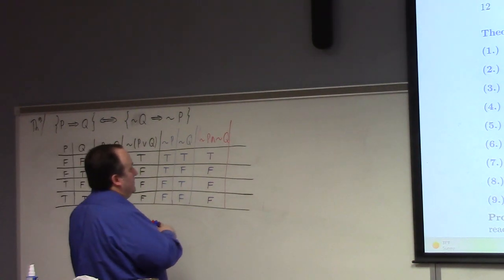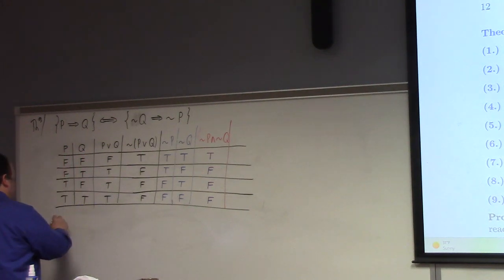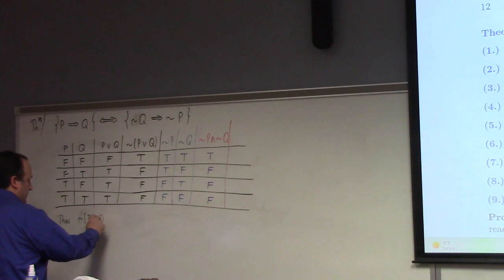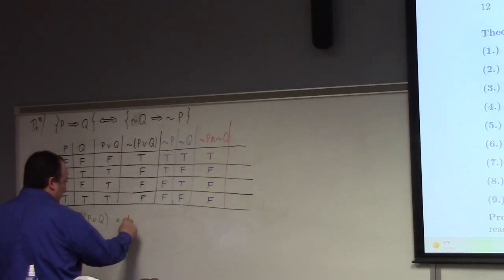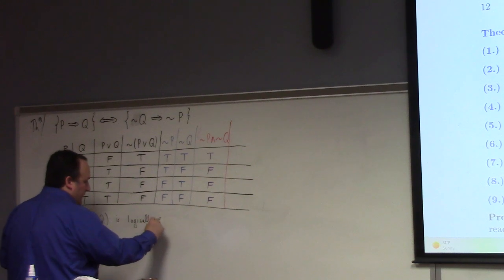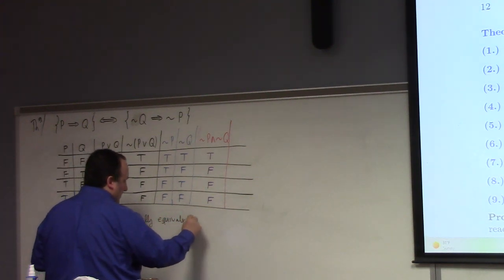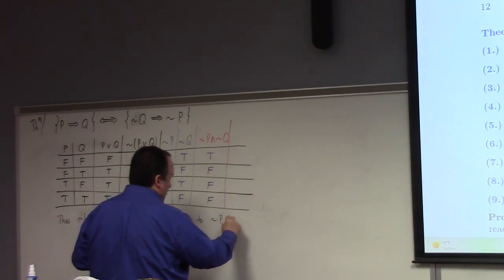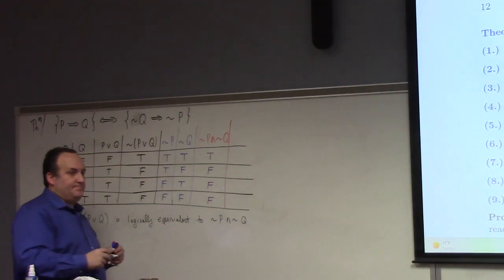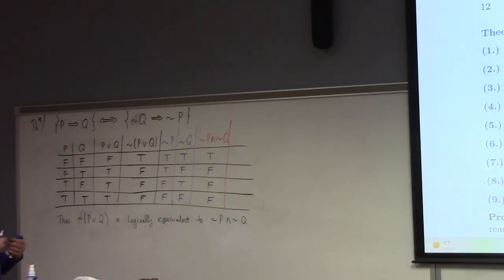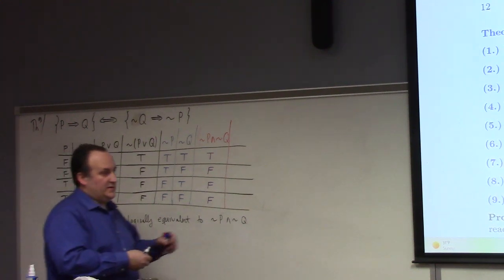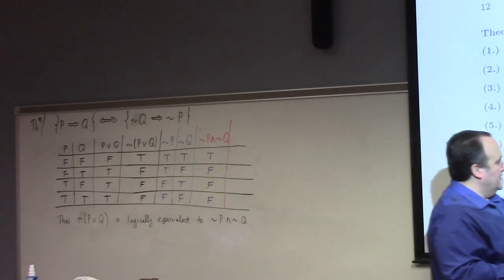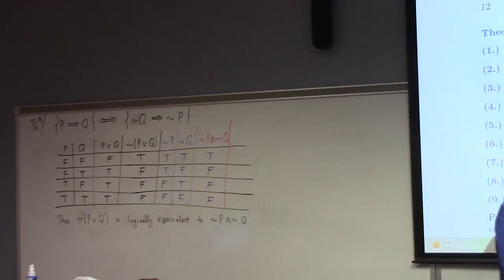So we can write a sentence down here: thus, not (P or Q) is logically equivalent to not P and not Q, right? This one's important. It has a name. This is one of De Morgan's laws. It's down here. We just proved number 7, the second part. All right?